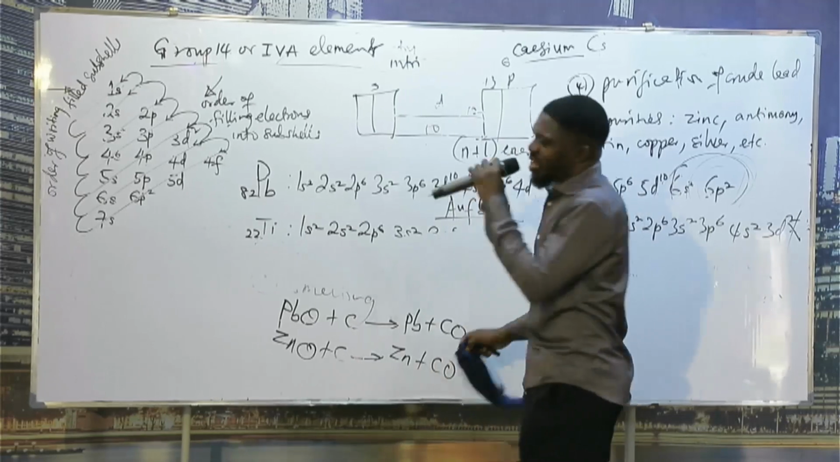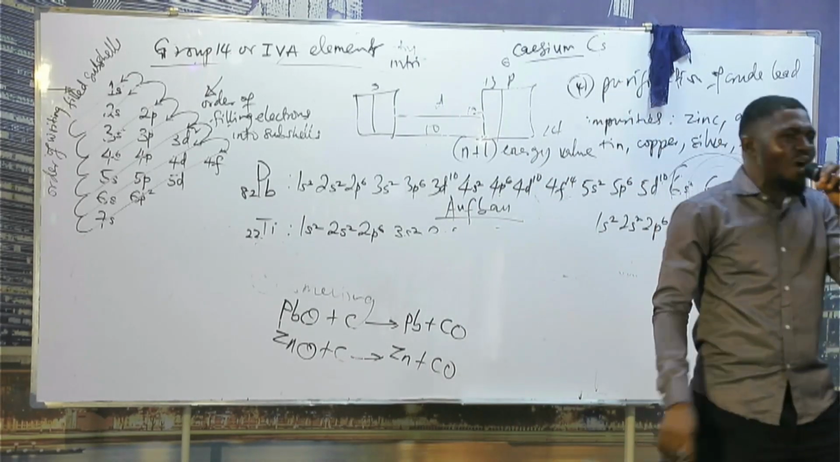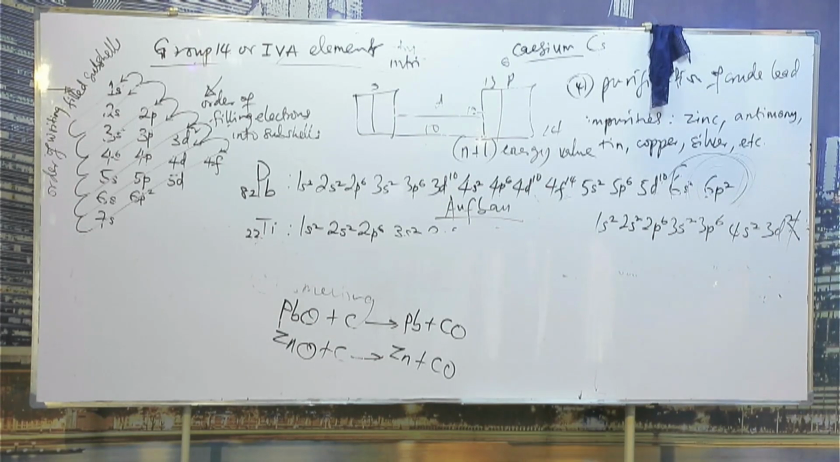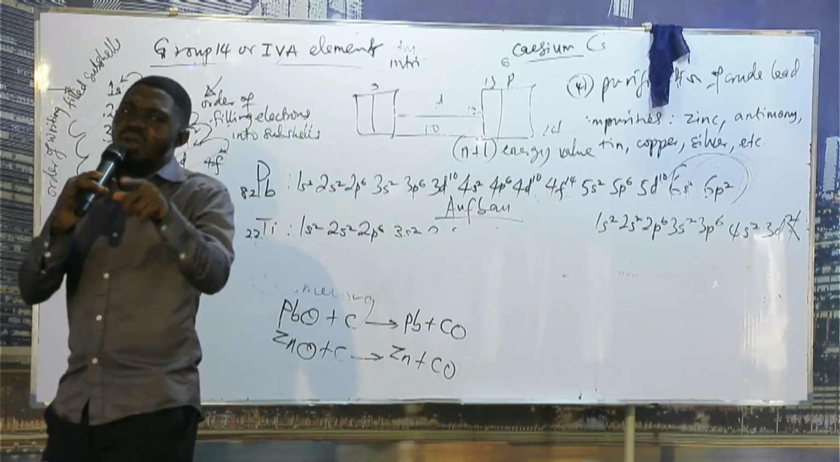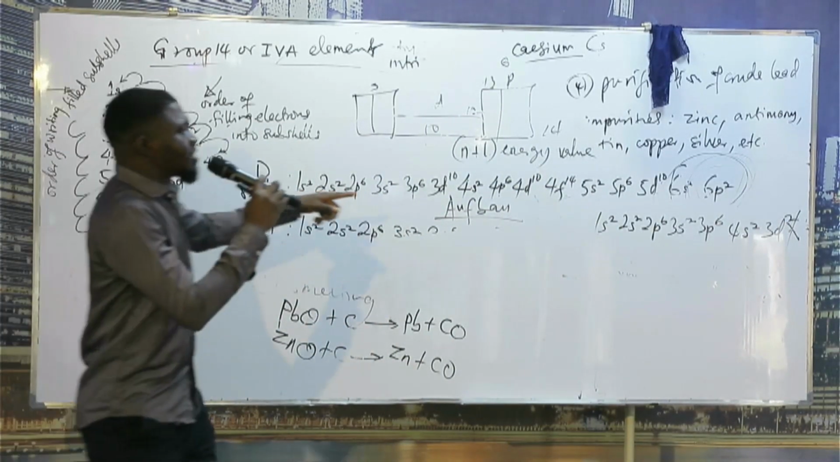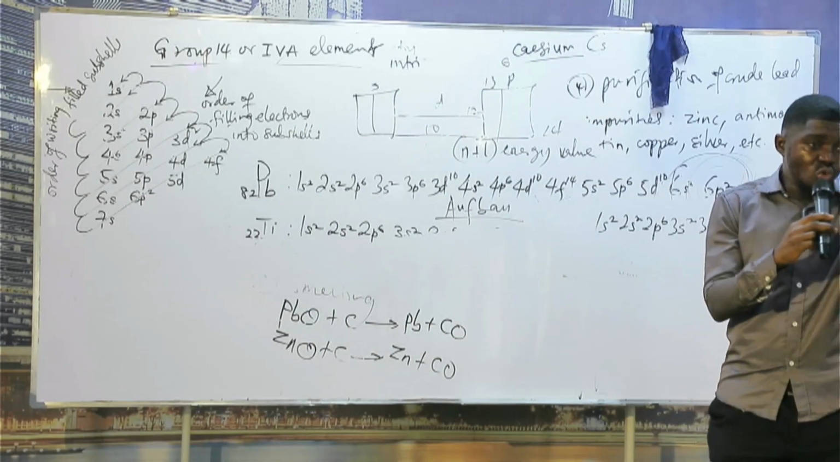You see, some of you just want to cram. You don't want to understand. The moment you understand, you begin to ask questions. You begin to challenge some things. In the periodic table, this electronic configuration accuracy does not work there. It doesn't work.